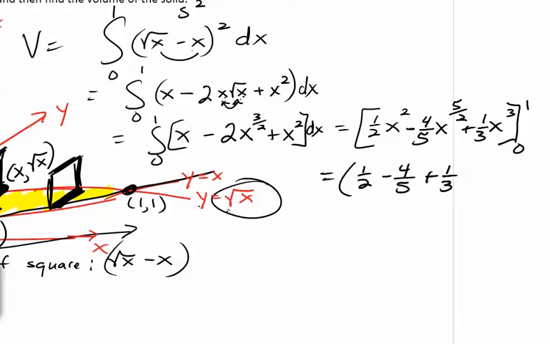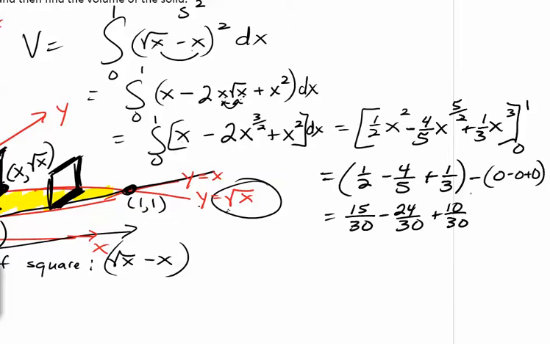1 to any power is still 1. And then, of course, the zeros we wouldn't need to do. So let's see what we come up with here. What is our common denominator? Should we do 30ths? 15 over 30 minus 24 over 30 plus 10 over 30. So what does that look like? 1/30th of a cubic unit.